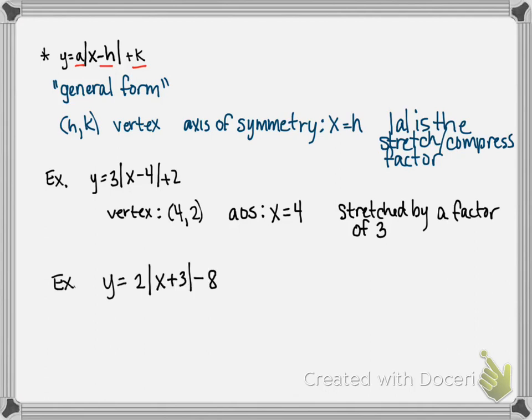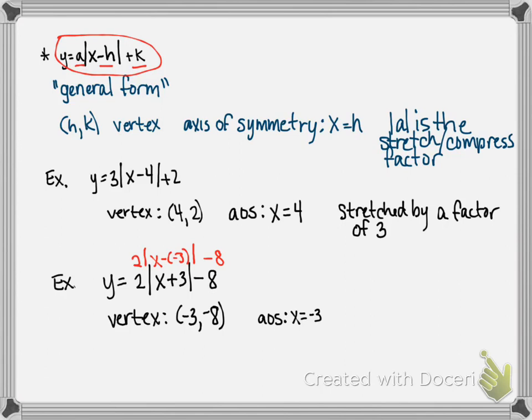Let's look at another example. y equals 2 times the absolute value of x plus 3, minus 8. Here the vertex is (negative 3, negative 8). The reason why is because x plus 3 is the same as x minus negative 3. So that's where the negative 3 comes from for the vertex. The axis of symmetry is x equals negative 3. And this function is stretched by a factor of 2 when compared to the parent function.